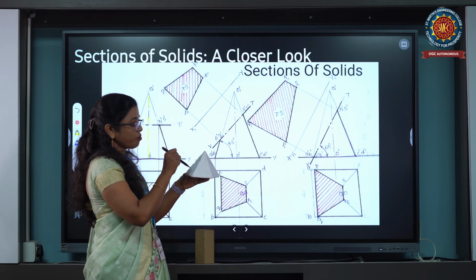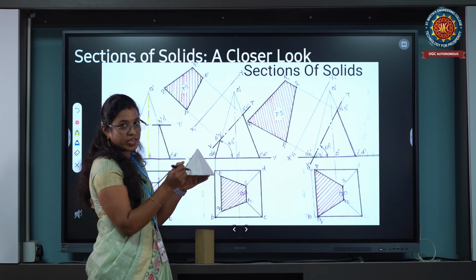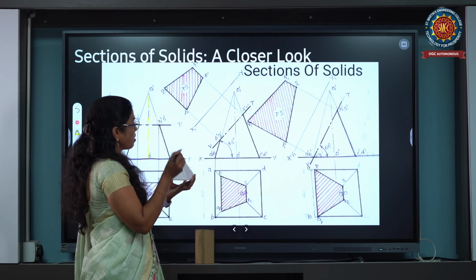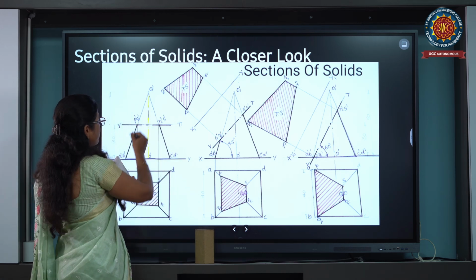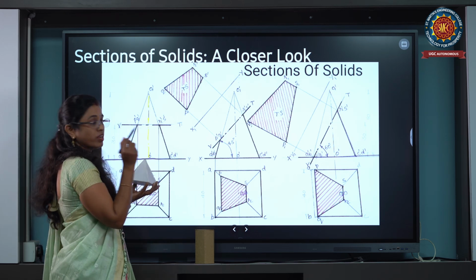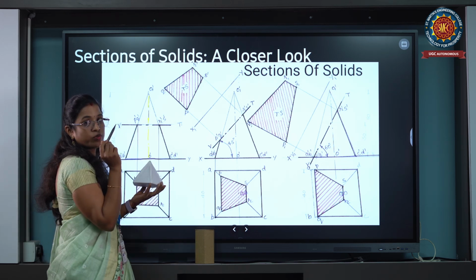and top view. Top view is the true shape of the object, that is a pentagon, and the front view is placed on the vertical plane, that is a triangle. So we need to draw the front view and top view.